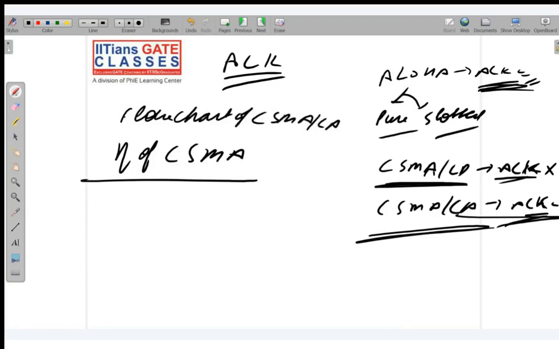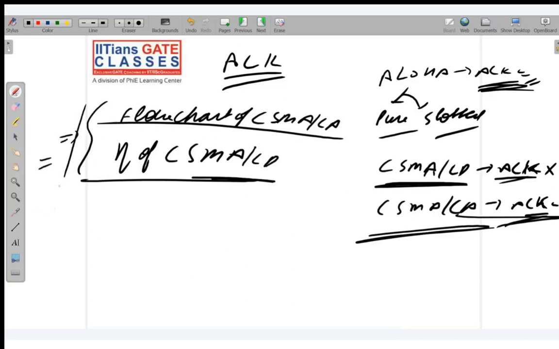More precisely, we will talk about the efficiency of CSMA CD. That is more important. So two topics we have left out. After that, our access control protocols are also over. I have told you we have three categories of protocol: random access, controlled access, and channelization. Random access we will complete in the next class, with the CSMA CA flowchart and the efficiency of CSMA CD.